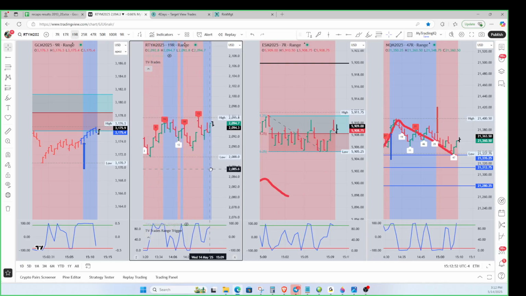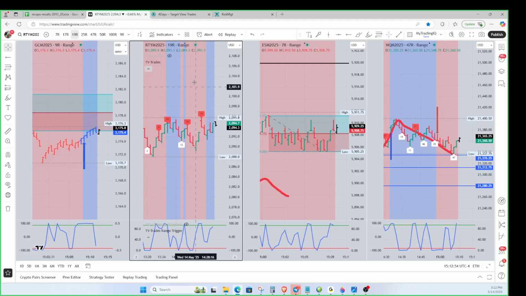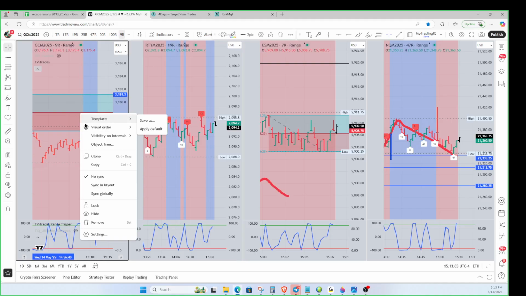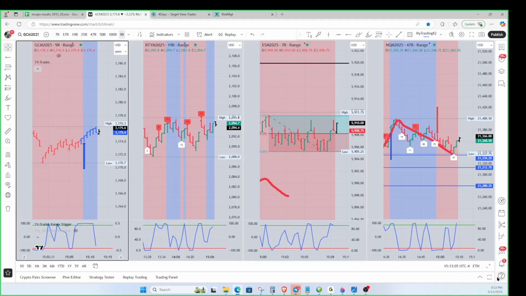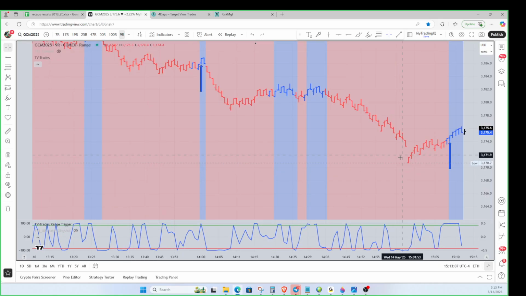Alright, so let's look here. On the Russell right now, we're not really going anywhere. We don't have any direction on the Russell. The gold has some direction. It gave you this right here, right? So let's get rid of this, and we'll just look at the gold alone right now. Okay, so we filled that gap up.